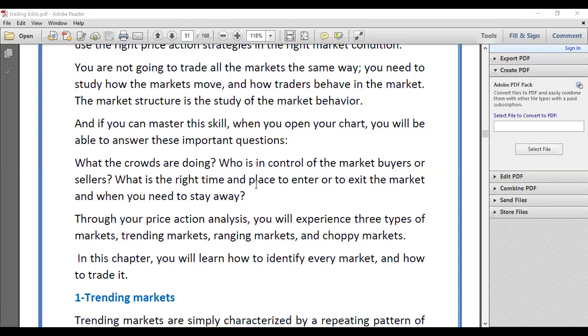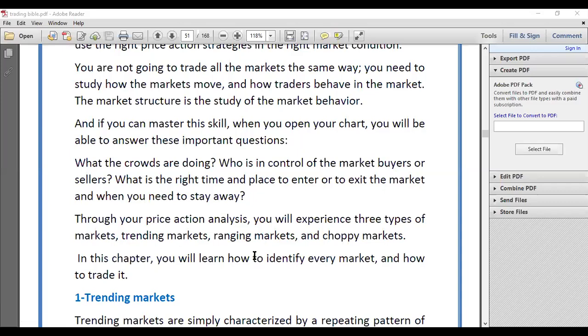What are the crowds doing? Who is in control of the market? Is it the buyers or the sellers? What's the right time or place to enter or exit the market? And when you need to stay away. All of this is what the market structure helps you to identify.